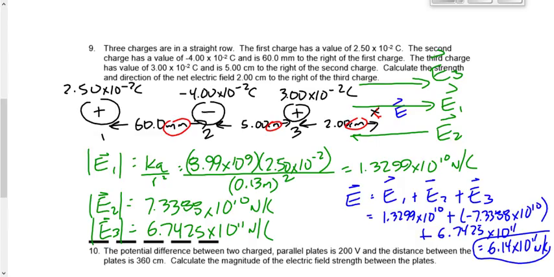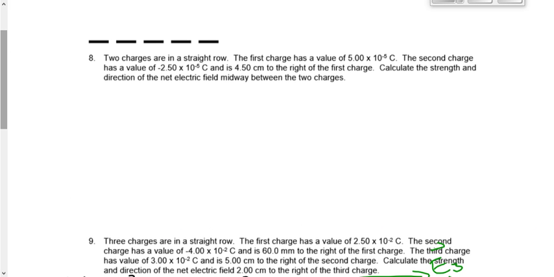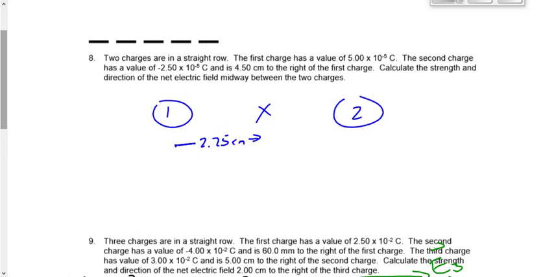Make sense? I think you'll find that number 8 is real similar to that, except that in number 8 you were trying to find the field strength midway between the two charges. And if it's midway between the two charges, you just have to be careful with that distance, right? In number 8, the distance between them was 4.5 centimeters. So the distance from charge 1 to point X would have been 2.25 centimeters, and the distance from charge 2 to X would have been 2.25 centimeters again. Again, convert to meters as well. So just be careful with that. Don't use the 4.5 centimeters, because that's not how far away either of the charges is from that point. All right? Any questions there?